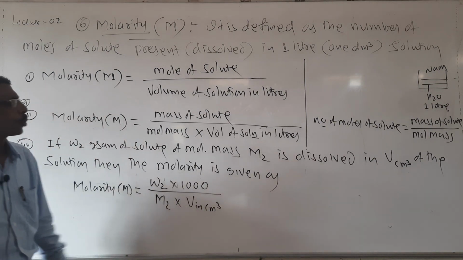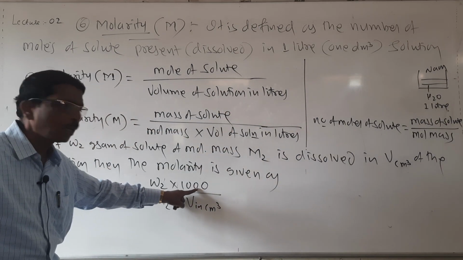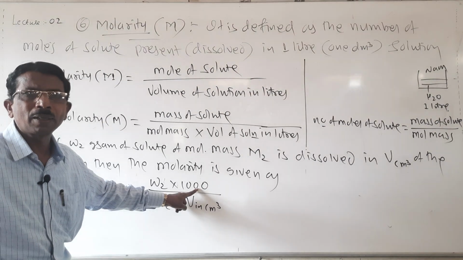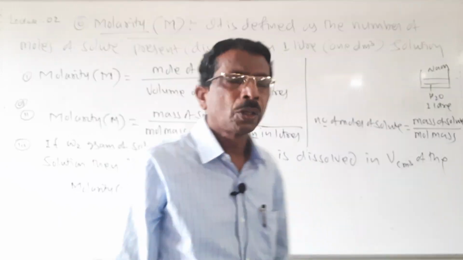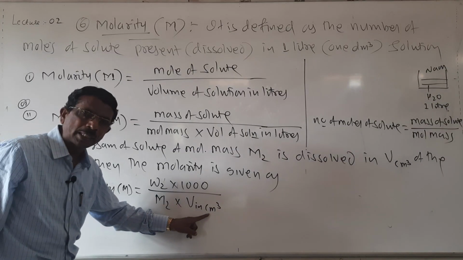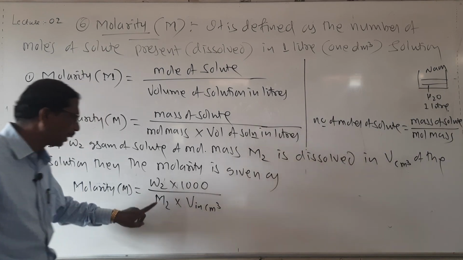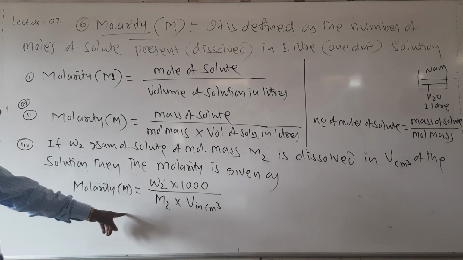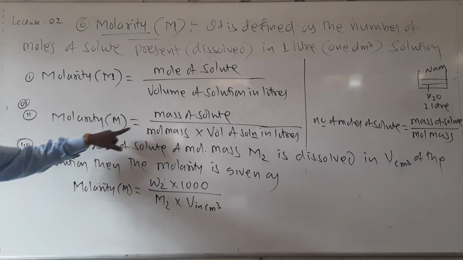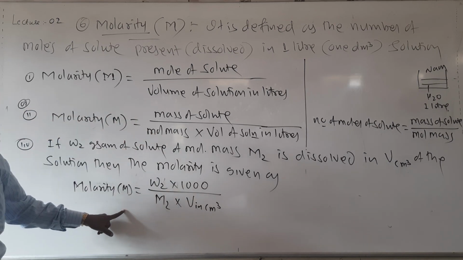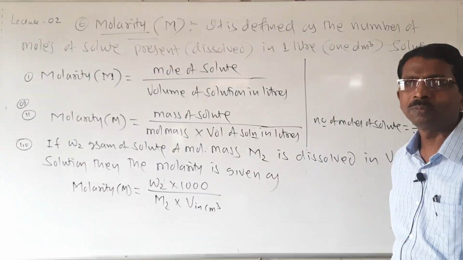Look here students. Here we have volume of solution in liters and volume of solution in cubic centimeter. That's why we have taken 1000 ml here. 1 liter is equal to 1000 ml. So if the volume is in cubic centimeter, then we have to take 1000 ml. It is the shortcut method. There are three formulas: number one, molarity, then second another formula, and third another formula.